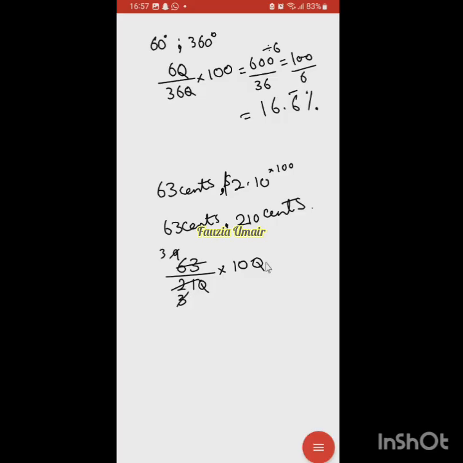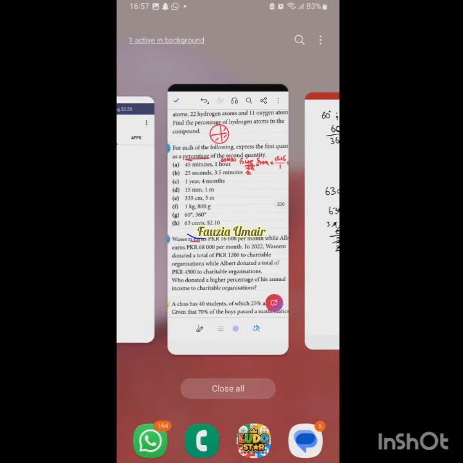No, 3 multiplied by 10 is 30%. That's right. So this is 30%, right? So this was the last one.